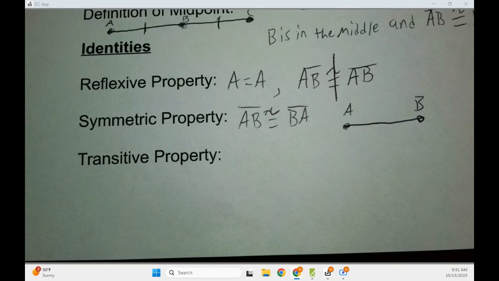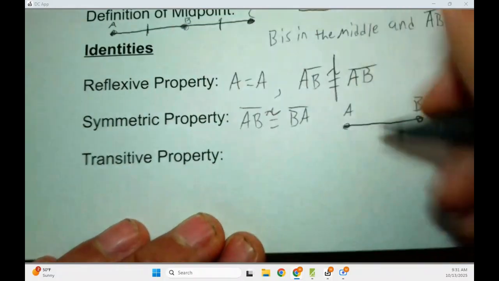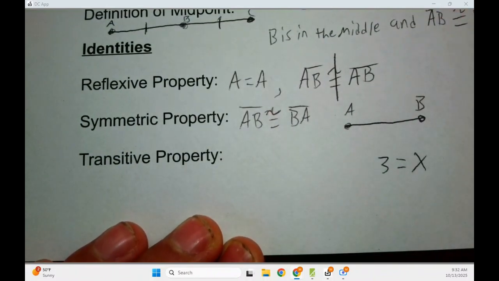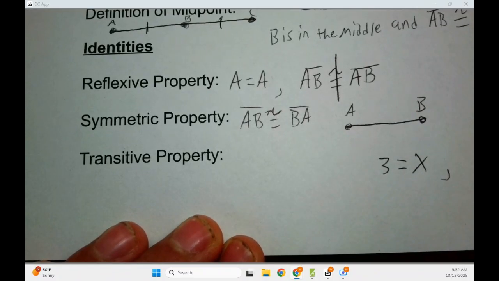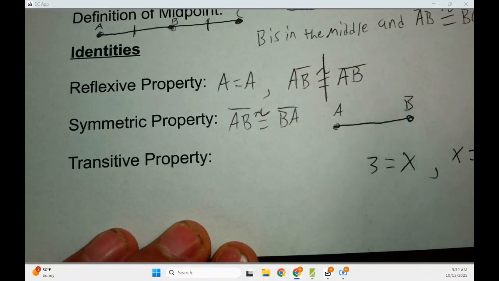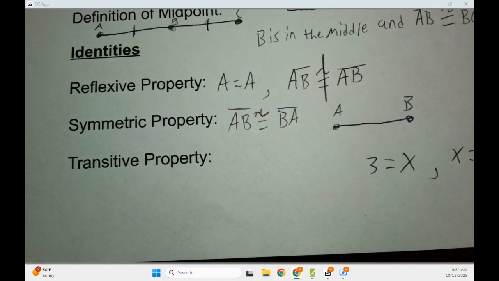Okay. The very last one, transitive. It looks something kind of like this. Let's suppose 3 is equal to the letter X. Okay. But also, the letter X happens to be equal to the letter Y. What is Y equal to? How do you know?